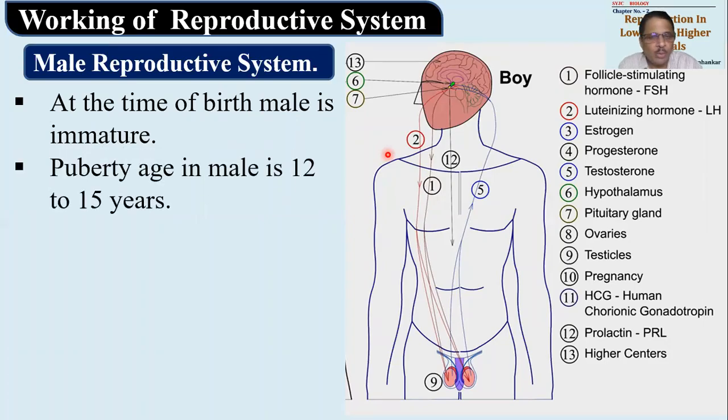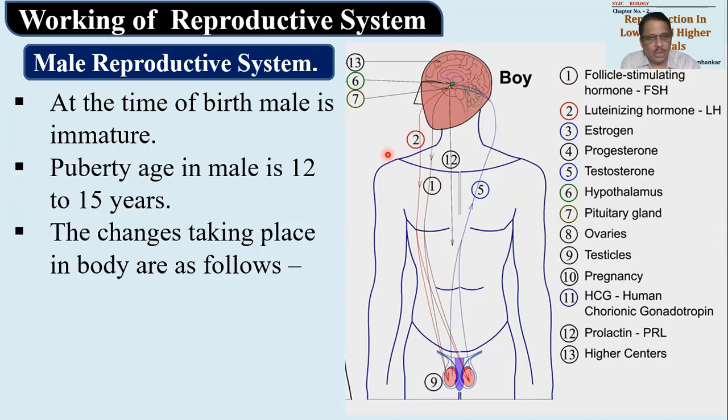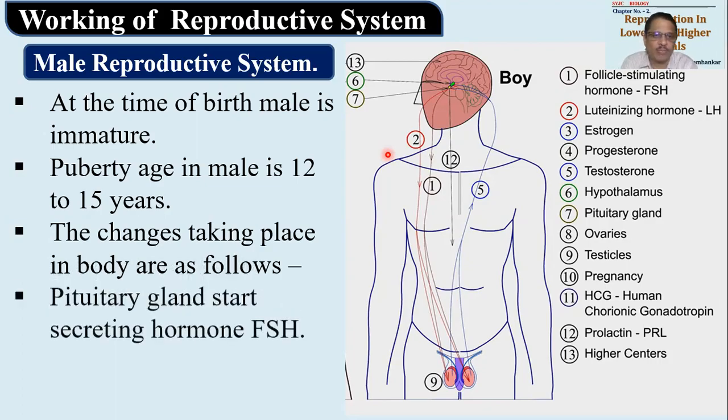So it is immature. Puberty is an important event in the life of humans, ranging from 10 to 14 or 10 to 15 years. In females, puberty is a bit earlier. In males, puberty is a bit later. So males start maturing at the age of 12 to 14 years or 12 to 15 years. This is the range of male maturation. During maturation, certain changes take place in the body, and those changes are important. The pituitary gland will take a leading role.